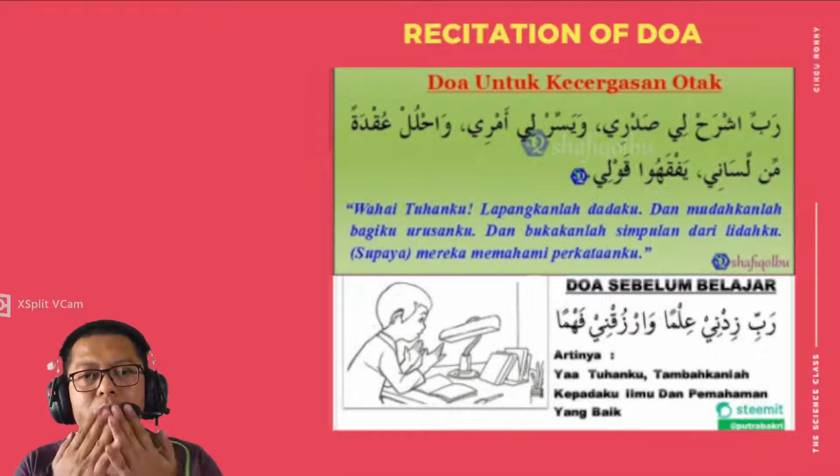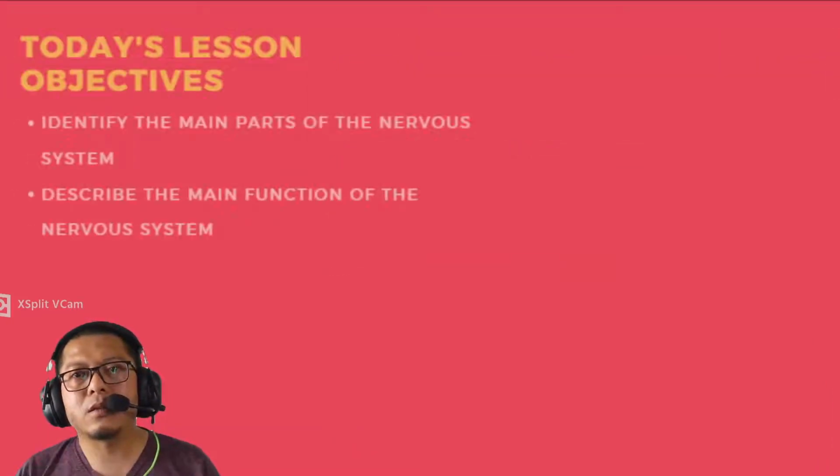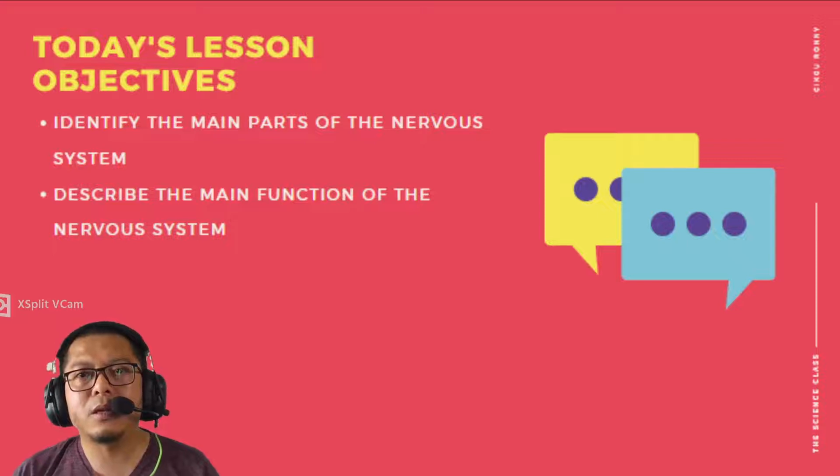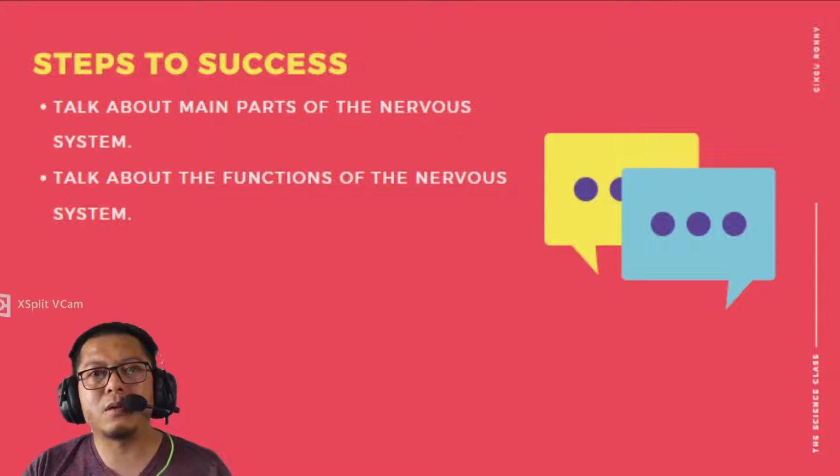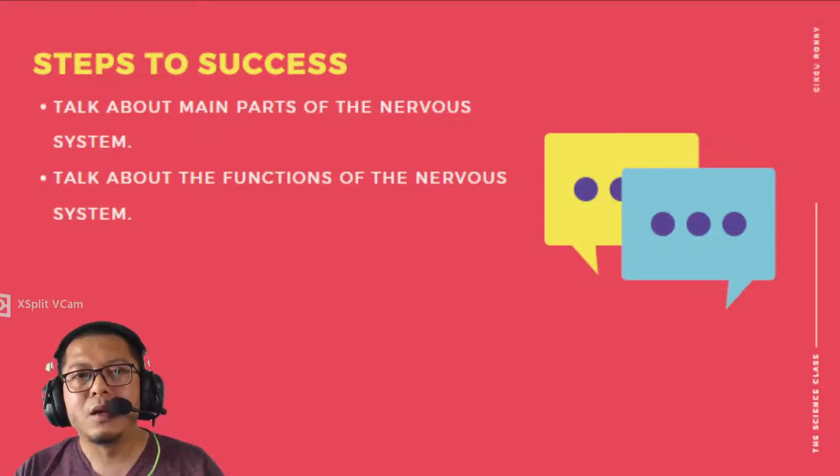Alhamdulillahi rabbil alamin. Okay, for today's lesson objective we shall identify the main parts of the nervous system and describe the main function of the nervous system. And how we would do it is by talking about the main parts of the nervous system, and we shall talk a little about the function of the nervous system.